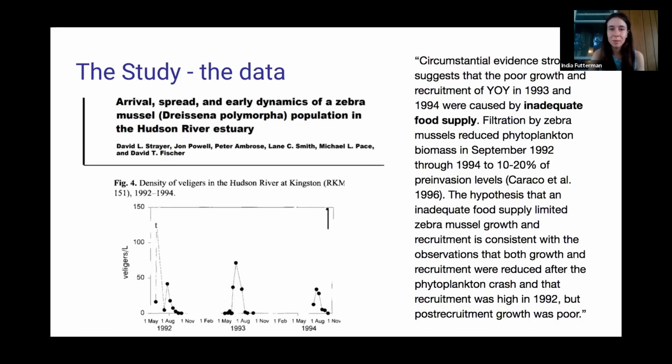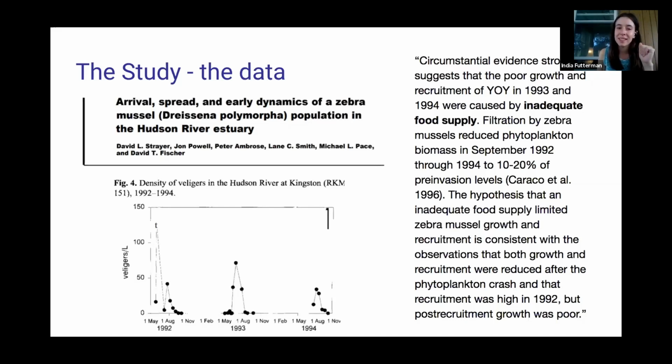What the scientists wrote, which I'm going to read from the right side, is: circumstantial evidence strongly suggests that the poor growth and recruitment of YOY, and YOY means young of the year, which is another term for baby mussels, in 1993 and 94 were caused by inadequate food supply. Filtration by zebra mussels reduced phytoplankton biomass in 92 through 94 to 10 to 20% of pre-invasion levels. The hypothesis that an inadequate food supply limited zebra mussel growth and recruitment is consistent with the observations that both growth and recruitment were reduced after the phytoplankton crash.